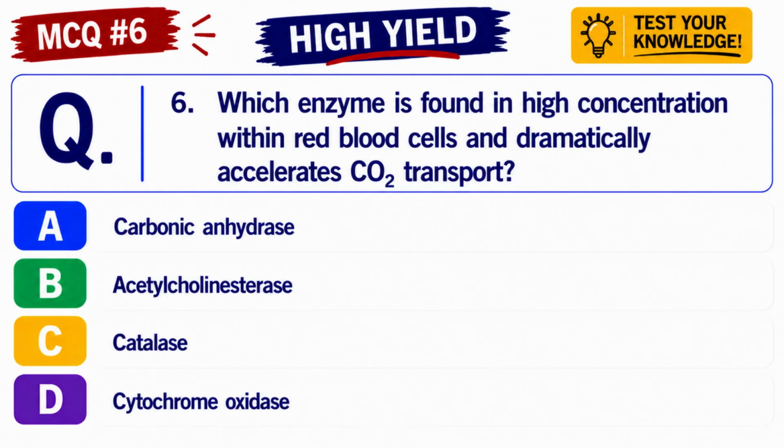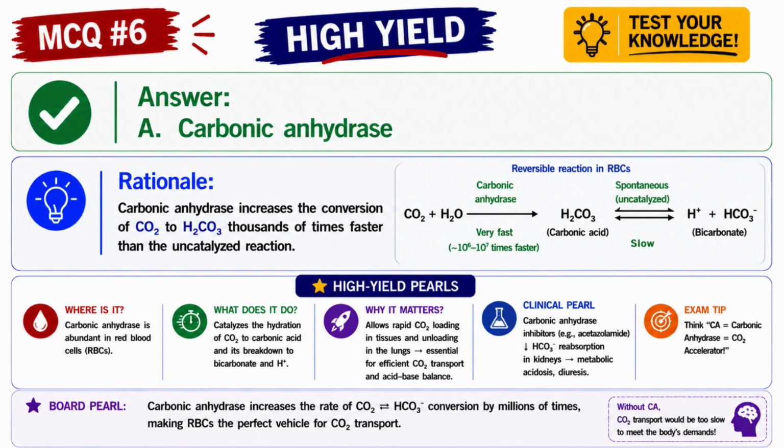Question 6. Which enzyme is found in high concentration within red blood cells and dramatically accelerates CO₂ transport? A. Carbonic anhydrase. B. Acetylcholinesterase. C. Catalase. D. Cytochrome oxidase. The answer is A. Carbonic anhydrase.